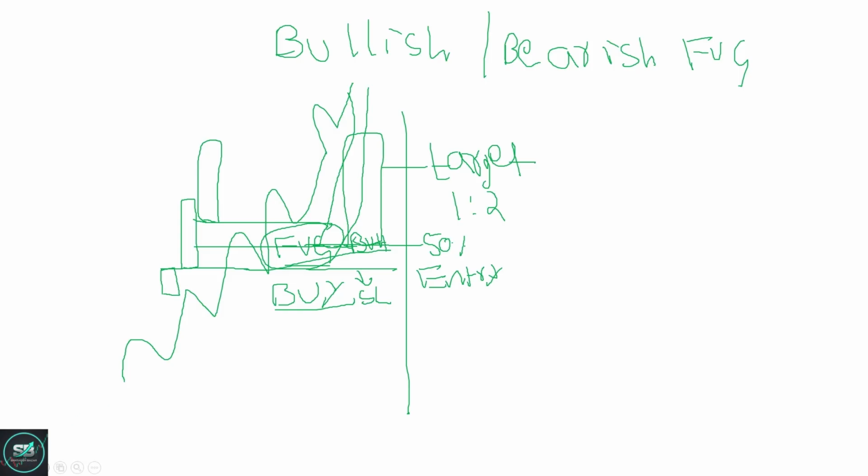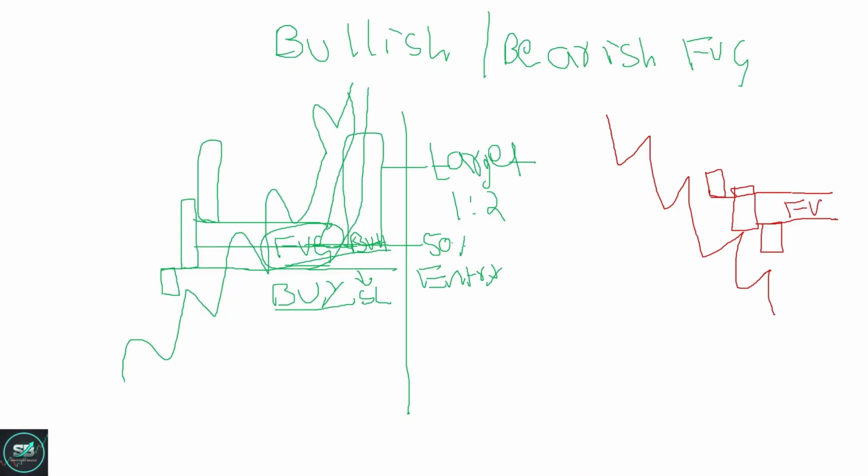Let's discuss about bearish FVG. Bearish means market will be moving towards downside, making lower highs and lower lows. Somewhere in between, you will see a FVG is getting formed. Here candle 1 low and candle 3 high. If there is a gap, this gap is called as an FVG.